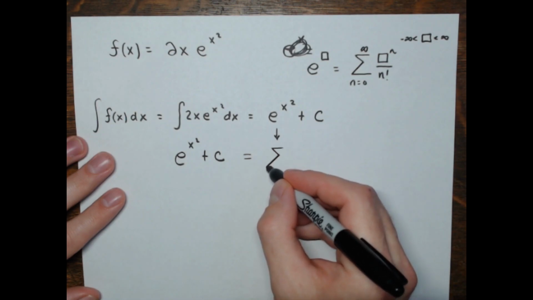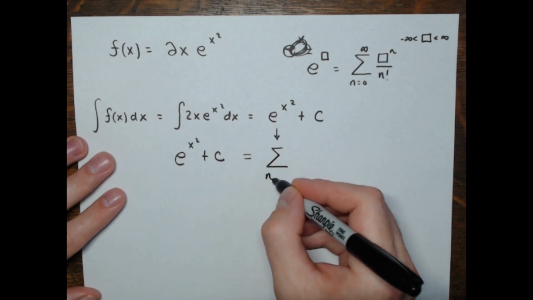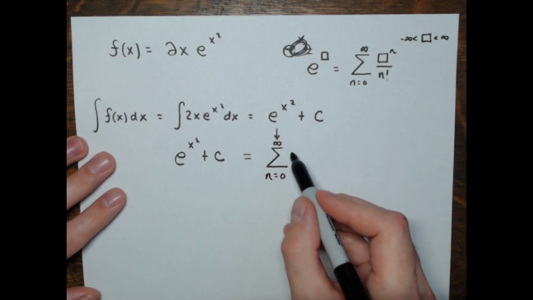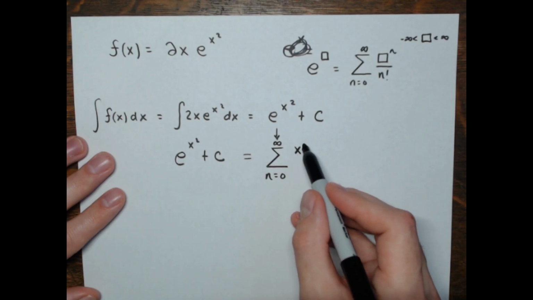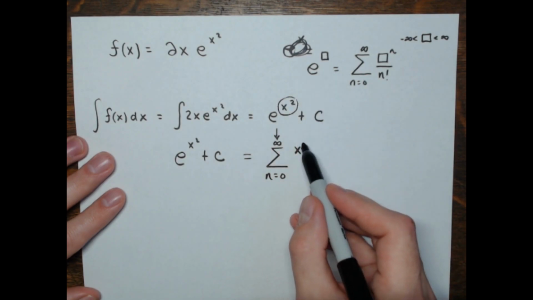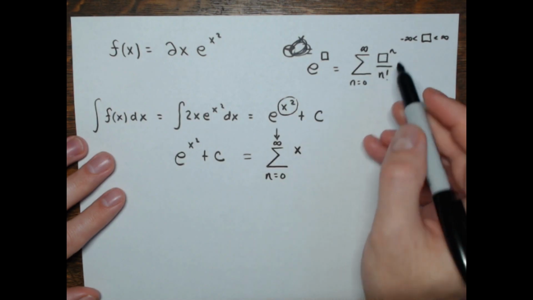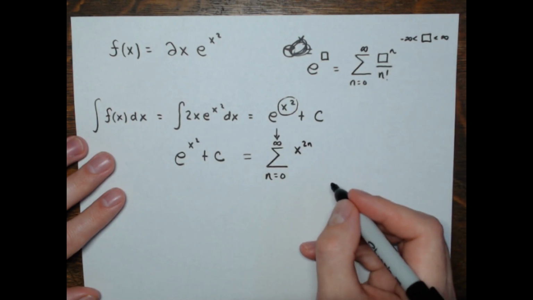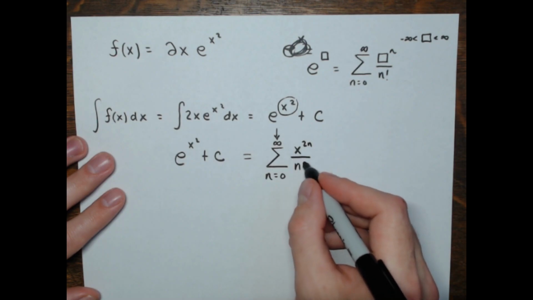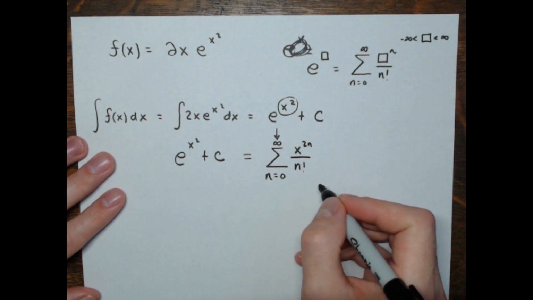should be equal to the sum from n equals 0 to infinity of x squared. You see how x squared is the thing in the box here. So x squared to the n, which would be x to the 2n, divided by n factorial.